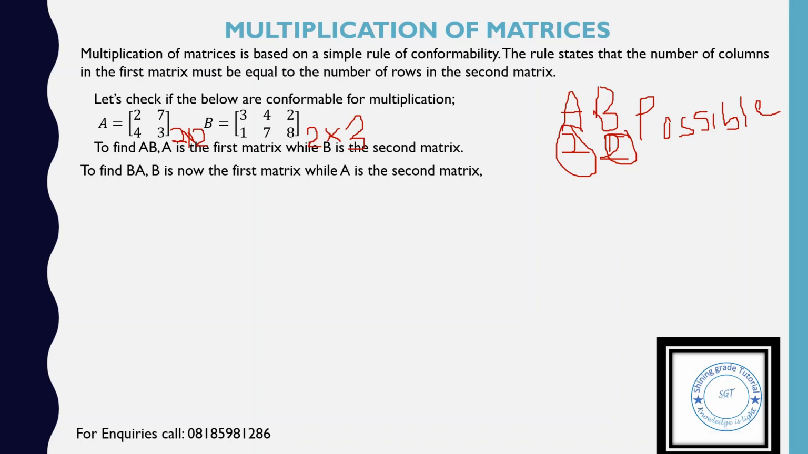Alright, this time we have to find BA, whereby we have to multiply B and A together. AB is not the same thing as BA.